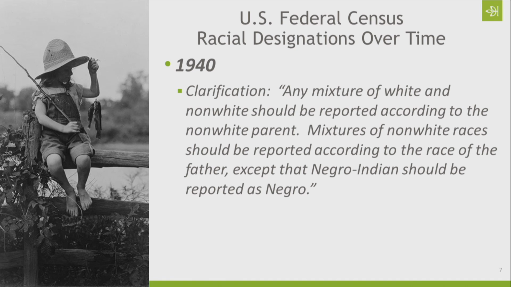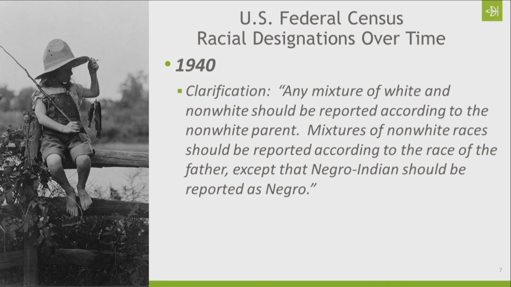The final clarification on the 1940 census enumerator instructions is this: any mixture of white and non-white should be reported according to the non-white parent. Mixtures of non-white races should be reported according to the race of the father, except that Negro Indian should be reported as Negro. So if a white and non-white mix, then the non-white parent is the one who determines the racial designation the child takes. If you have two non-white races that mix, the racial designation is that of the father, unless that non-white mix is a Negro and an Indian, in which case that person is reported as Negro.